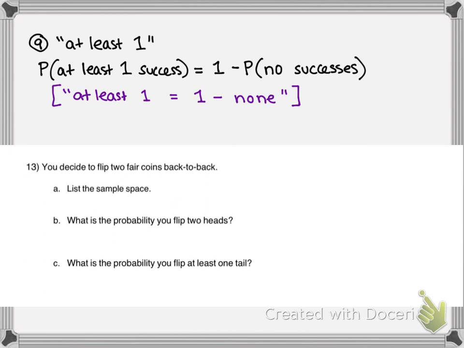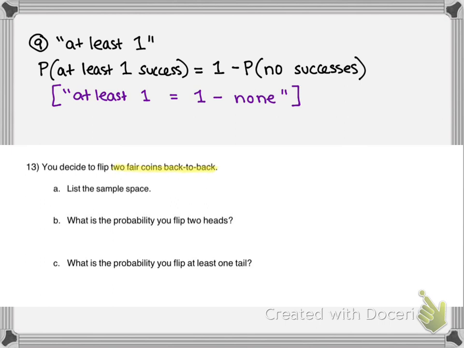Okay, so I want to do this example below, and then I have another example on the next slide. So let's see if we can think about how to use rule number 9, or at least 1, when we are flipping a bunch of coins, okay? So this says list the sample space when we flip 2 fair coins. So let's get that. 2 fair coins back to back.